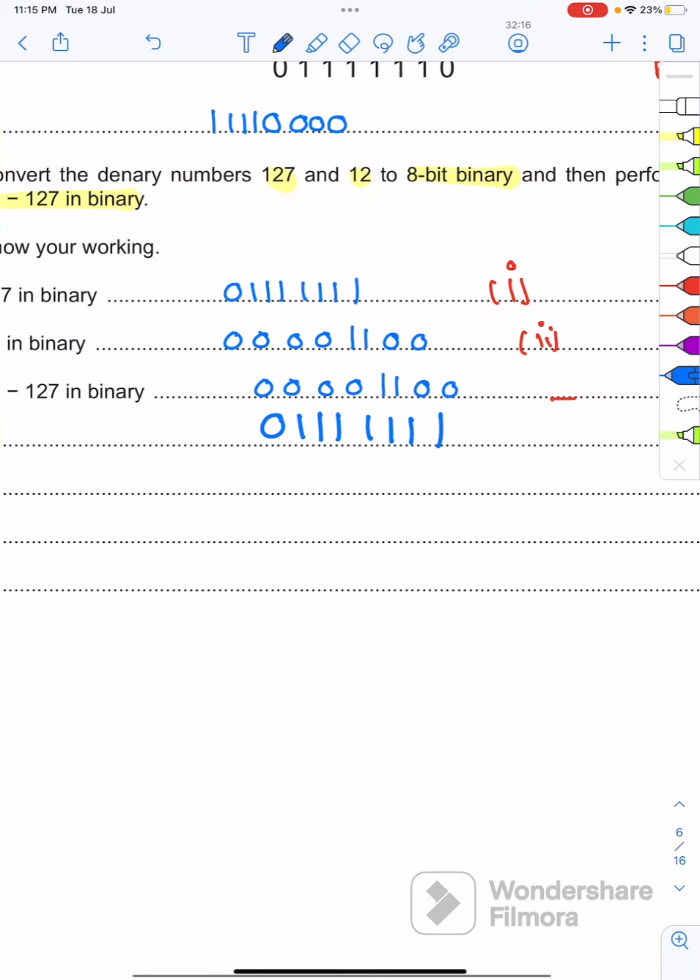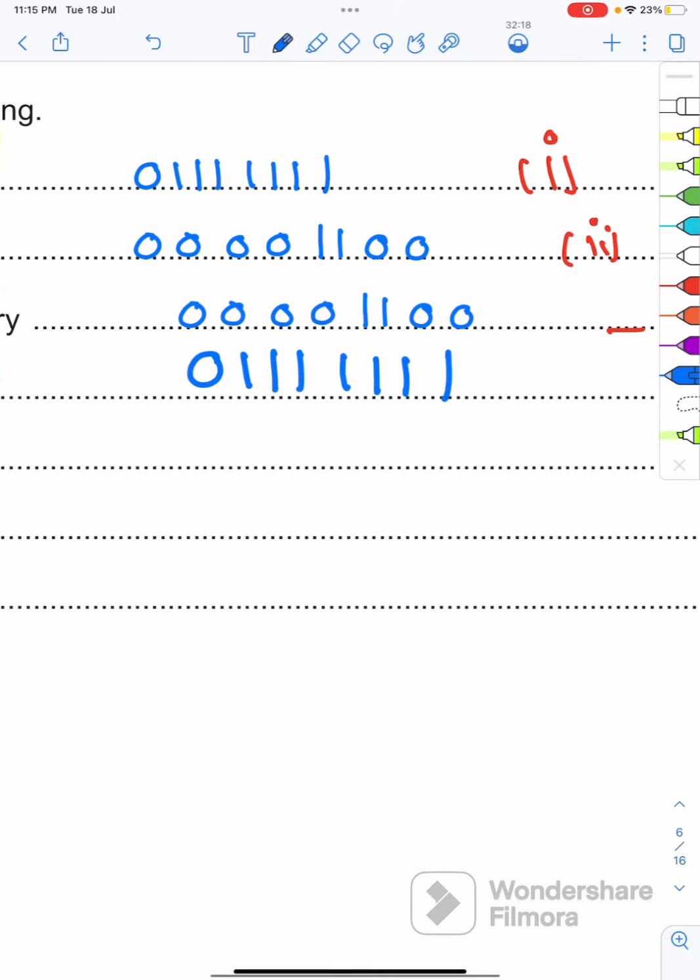Okay, so 0 minus 1, you cannot do this. You're going to have to borrow. So you look at this, you say 0 minus 1. You cannot, you have to borrow again. So you borrow from here. I'm going to use a different color for this. Borrow from here, this becomes 0. Right, this becomes 10, right?